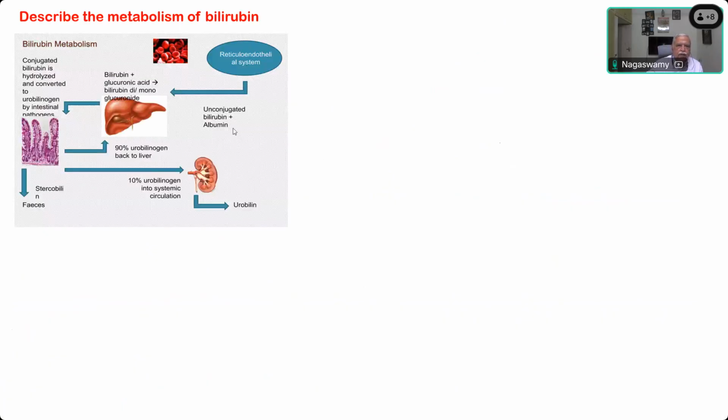Okay, so in the reticuloendothelial system, old RBCs are broken down, heme is separated, and unconjugated bilirubin along with albumin is brought to the liver, and here it is glucuronidated or made water soluble. From there it goes into the intestines, and then 90% is reabsorbed and brought back to the liver, whereas the 10% goes out partly in the stools, partly in the urine. Okay, that simple is the metabolism of bilirubin.